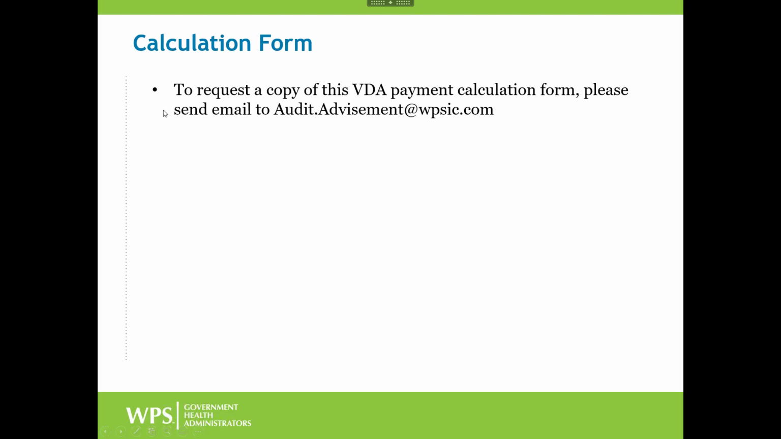Now the form we're going to be looking at walks you through the things we're reviewing, and it walks you through the actual calculation of that fixed cost percentage. If you want to request a copy of this calculation form, you can send an email to me at audit.advisement@wpsic.com. Of course, you can use your own documentation as well. This form I'm walking through is just the one that we will use to recreate that calculation. So now I wanted to walk through that.